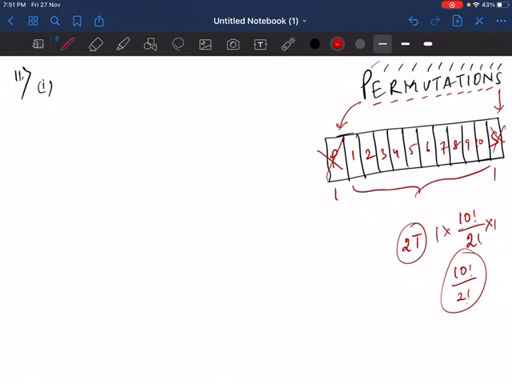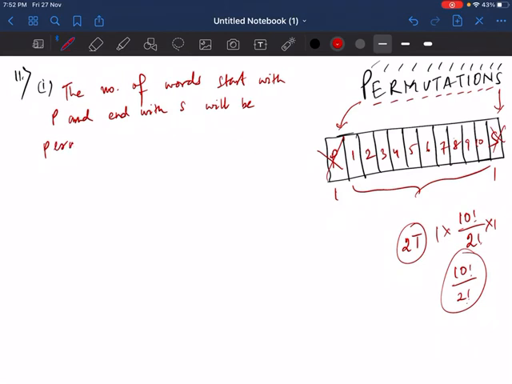So the answer will be here. So words start with P and end with S. So here what we are going to do is, the number of words that start with P and end with S will be the permutation of the 10 remaining letters taken 10 at a time.